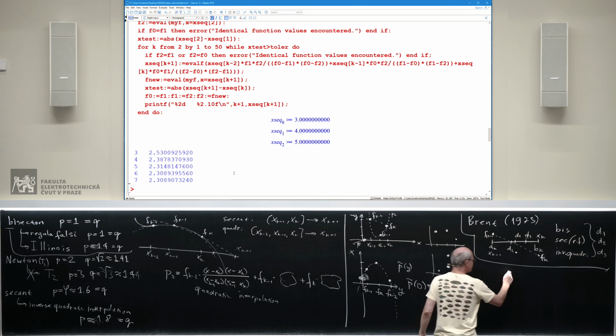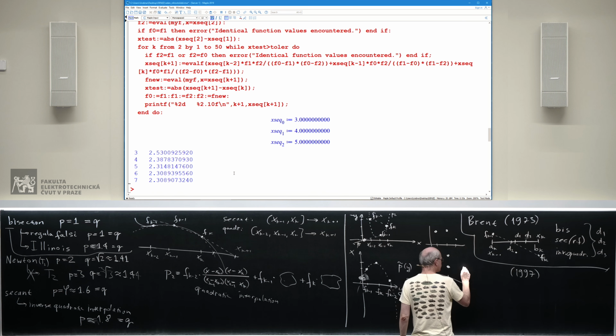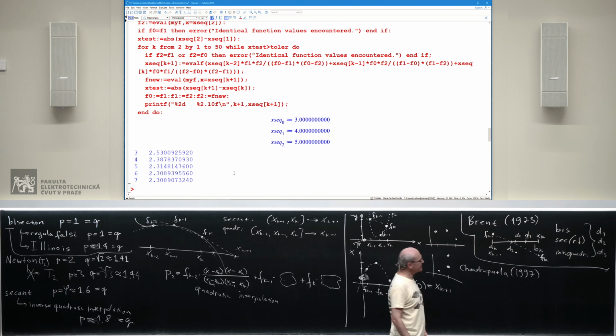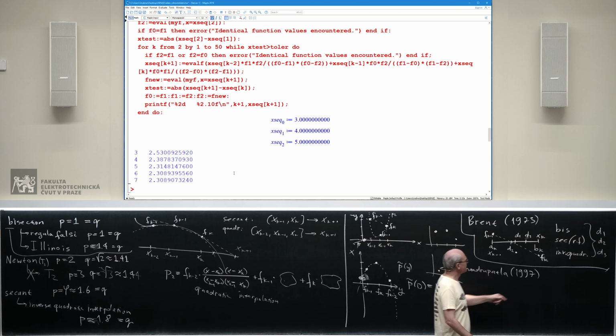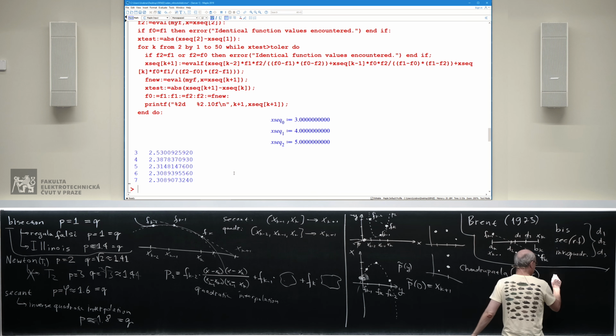And in 1997, I believe, there is a guy called Chandrupatla, and he invented a significant simplification. First of all, he does not use the secant method. He just dropped it. He just uses bisection and inverse quadratic method.